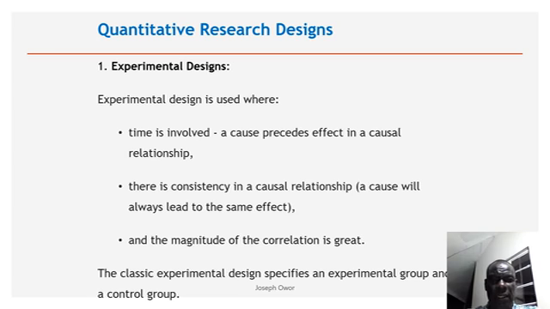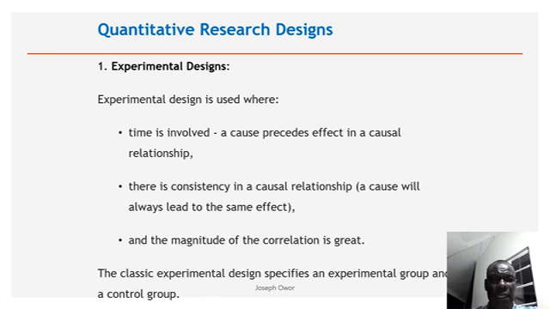Secondly, there is a consistency in causal relationship, that a cause will always lead to the same effect. Consistency. You slap me on one cheek, I will turn the other cheek for you to slap. You come tomorrow, slap me on one cheek, I will turn for you the second cheek to slap. And so on and so on. So there is consistency. You do A, you get B. You do A, you get B. And so on and so on.